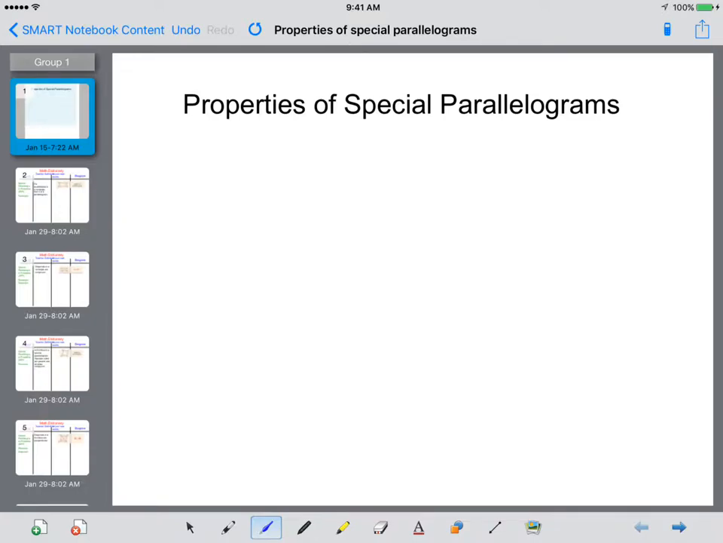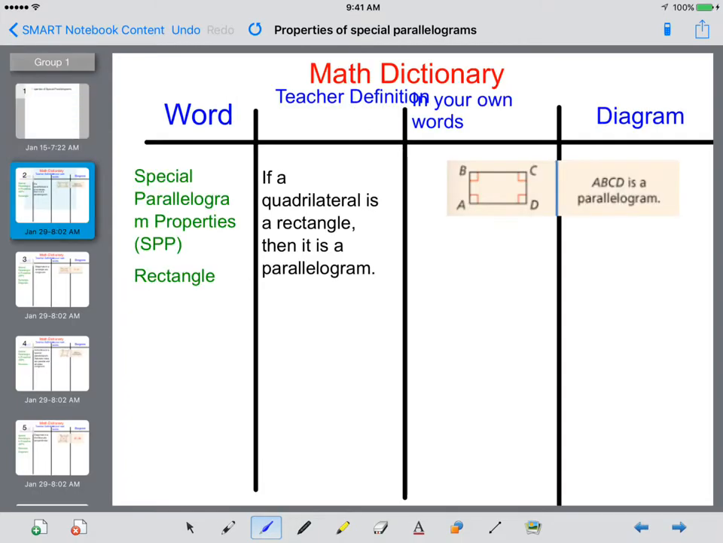Welcome to this lesson where we're going to talk a little bit about some of the special parallelograms that we have and some of the properties involved with those. So make sure you have your math dictionary out and pause the video at any point when you need to record the words. So our first special parallelogram is a rectangle.